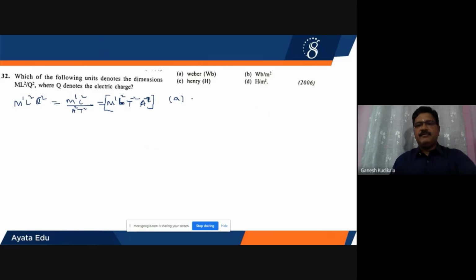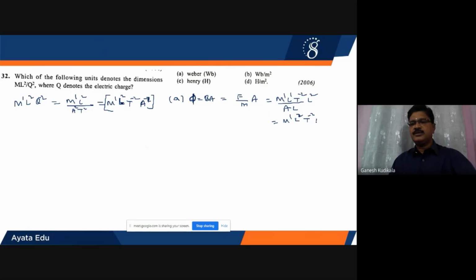A. Weber. Weber is actually a unit of flux. So flux can be written as magnetic induction into area. Magnetic induction is force per unit pole strength. Force is M1 L1 T power minus 2 and pole strength is current into length, and this is area L square. On working out, this is M1, these two L's will get cancelled, L to the power of 2 will remain, T to the power of minus 2 and A to the power of minus 1, which does not satisfy because I should get A to the power of minus 2. Okay, right.